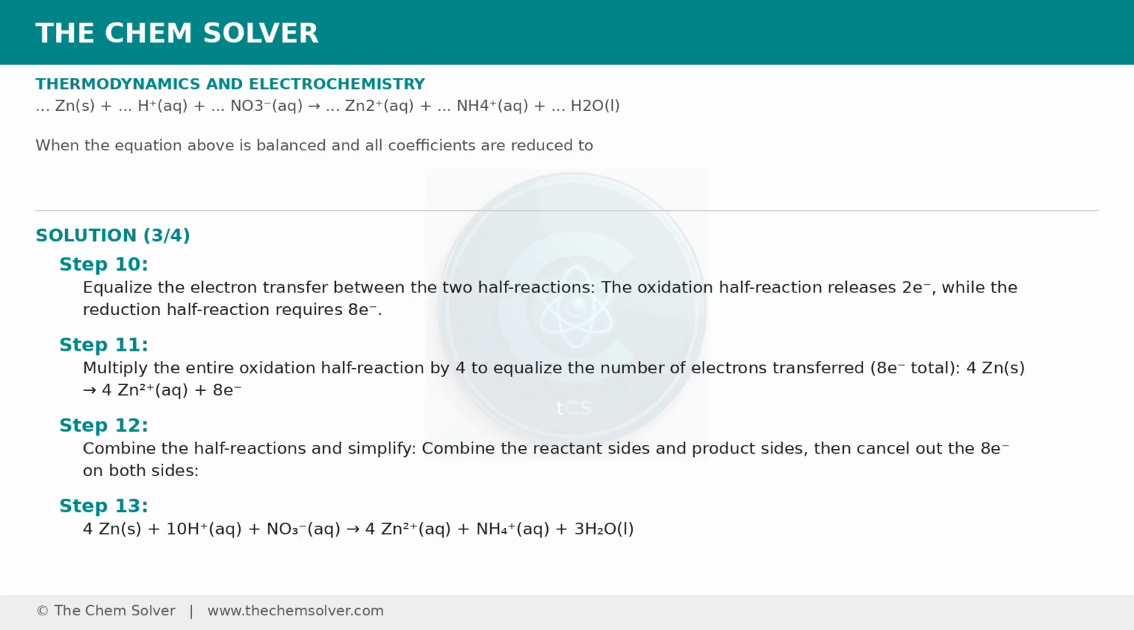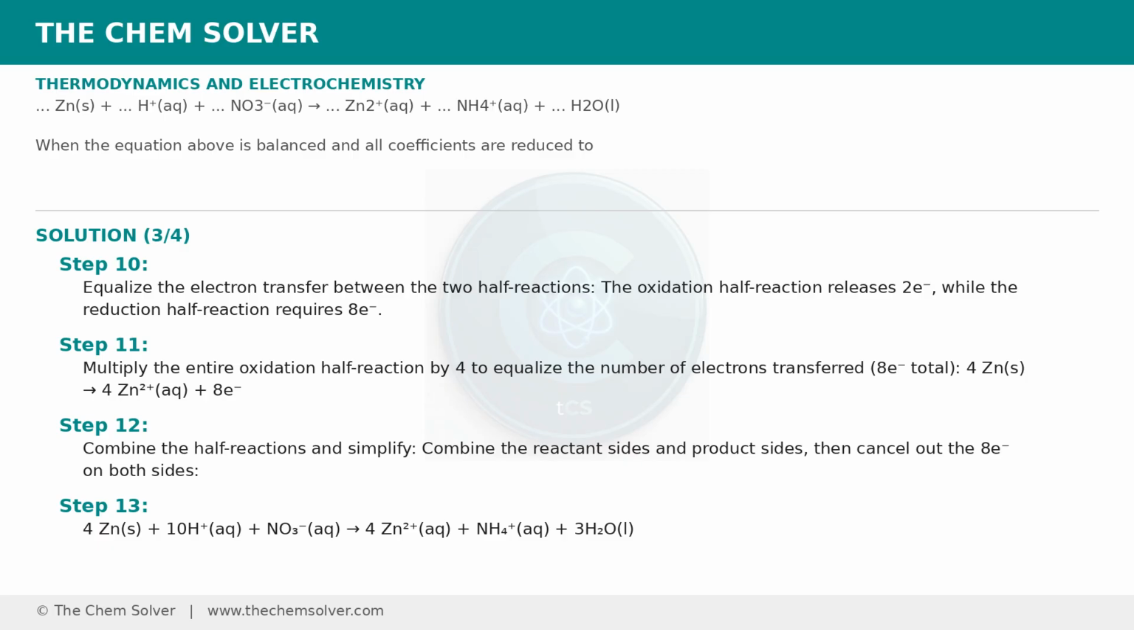Equalize the electron transfer between the two half-reactions. The oxidation half-reaction releases 2e⁻, while the reduction half-reaction requires 8e⁻. Multiply the entire oxidation half-reaction by 4 to equalize the number of electrons transferred. 4 Zn gives 4 Zn²⁺ + 8e⁻. Combine the half-reactions and simplify.